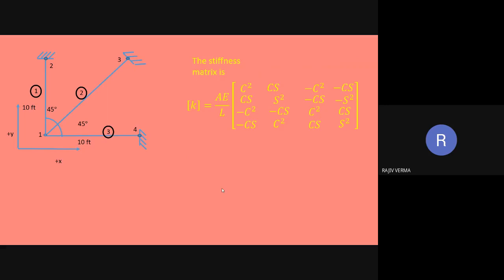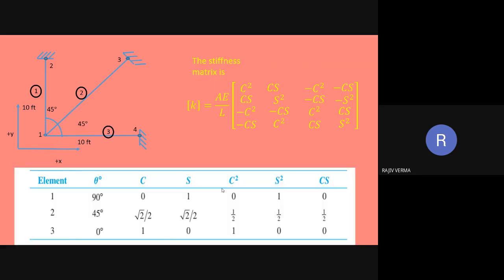So this is the stiffness matrix in general. This is the formula which is going to be used. And then for the three elements and the three angles of inclination, we have tabulated the values of the cos and the sines which are going to be used for finding the stiffness matrix of each element.